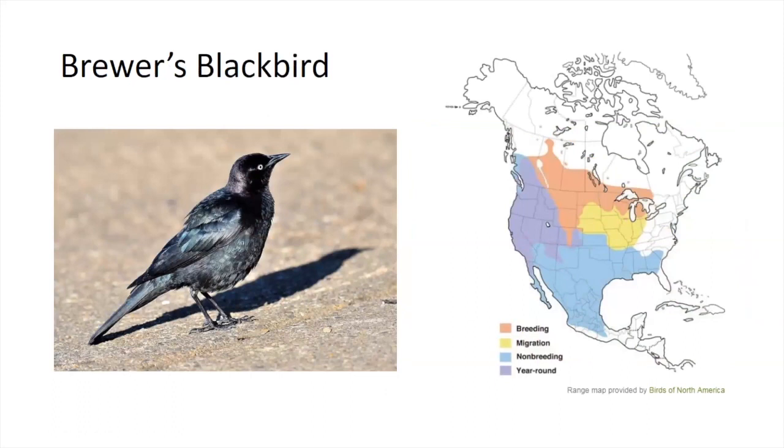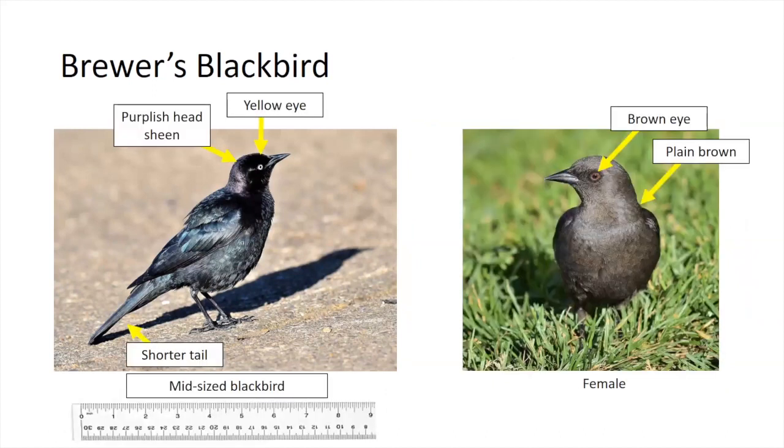Next is Brewer's blackbird, which is in the western part of the country. And this is another one of the few species that have actually benefited from European colonization, where they've expanded their range eastward following European colonization. They're a bit smaller than the common grackle. They're only around 7 to 9 inches.